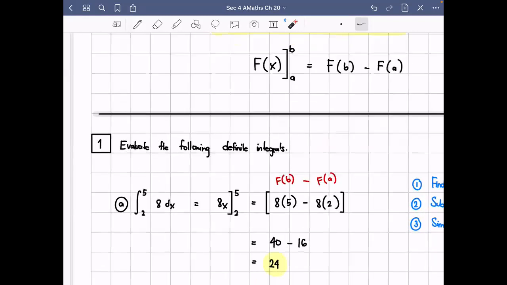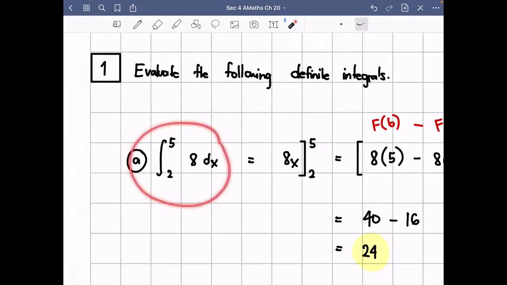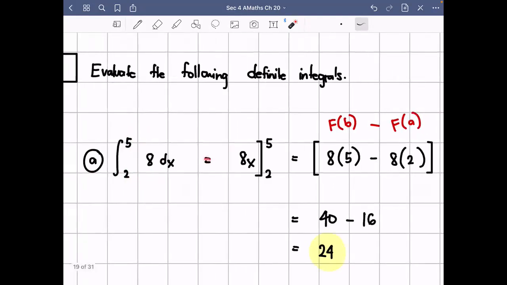Let's apply this. I know it's too vague. Now, let's have example number A. Evaluate the following definite integrals. Your question is this: we find the antiderivative of 8, from 2 to 5. So what did I do first? I took the antiderivative of 8. We know that is 8x. And then I'll just write this bracket here to indicate my lower and upper limit.